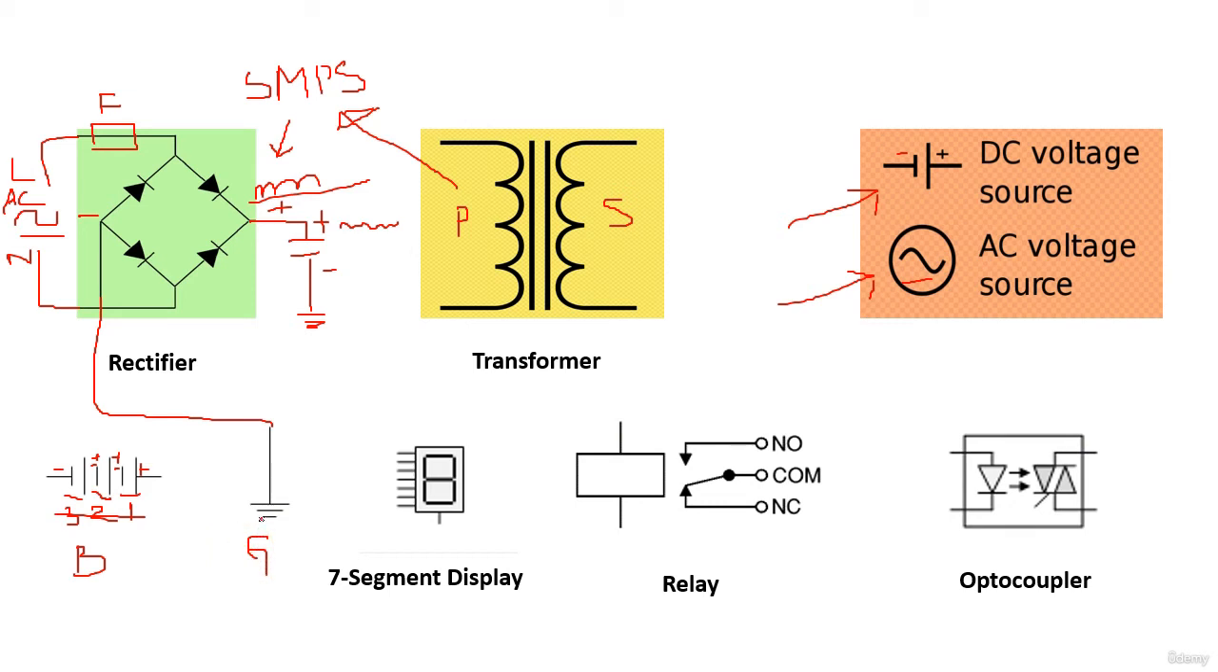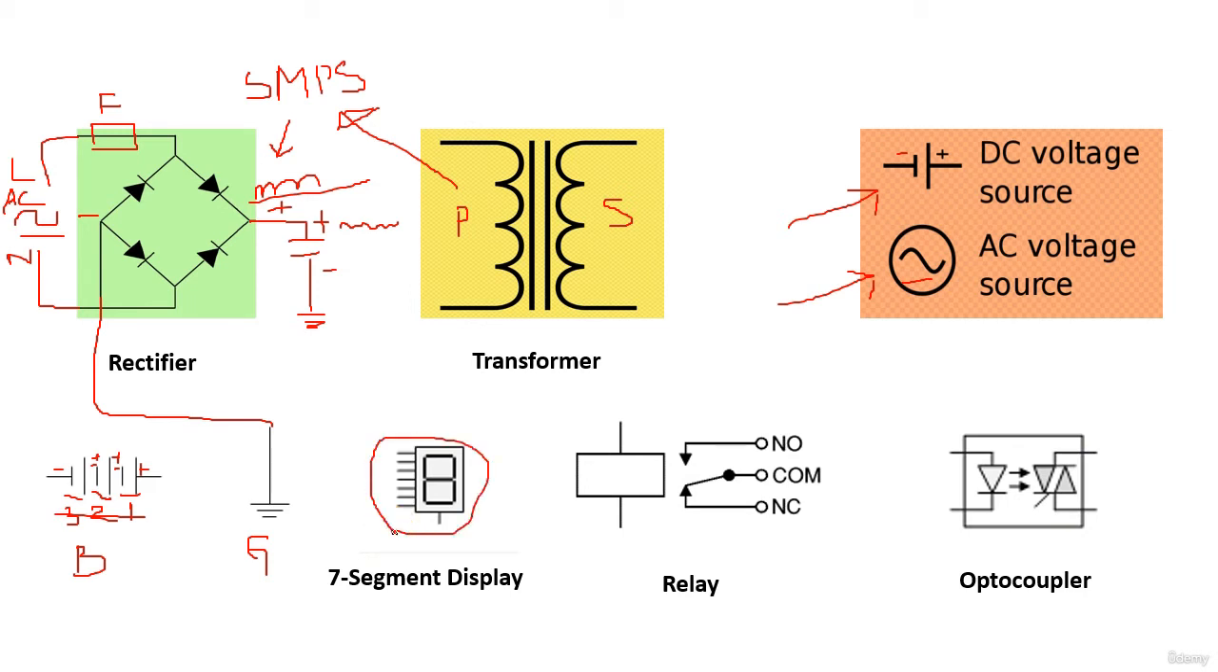And this is the symbol of ground. This kind of ground is analog ground. We saw the analog ground, digital ground, and chassis ground in the previous lecture. So this is a ground.